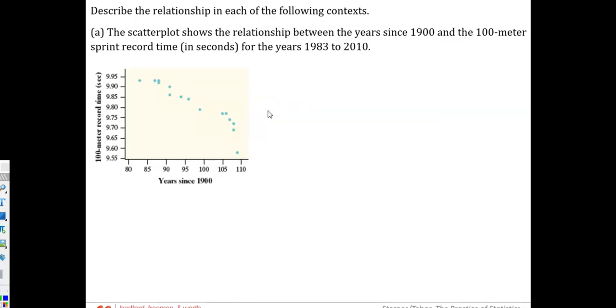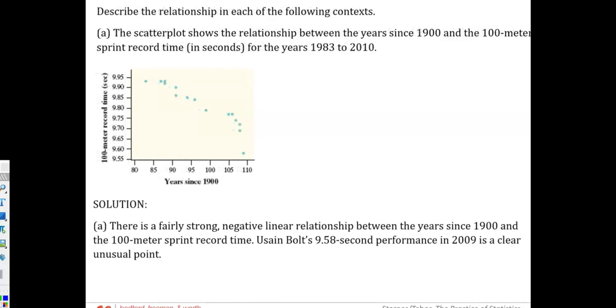And so let's describe this pattern. First of all, it's definitely negative, maybe moderately strong. Is it linear? I tend to think it's kind of linear. That one point is the unusual point down there, seems to be the Usain Bolt point. This is what they said: fairly strong, negative, linear relationship between the years since 1900, notice they put it in context, and 100-meter sprint time records. Usain Bolt's 9.58 seconds in 2009 is a clear and unusual point. Again, so we've got that. Great, that's the lesson for today.